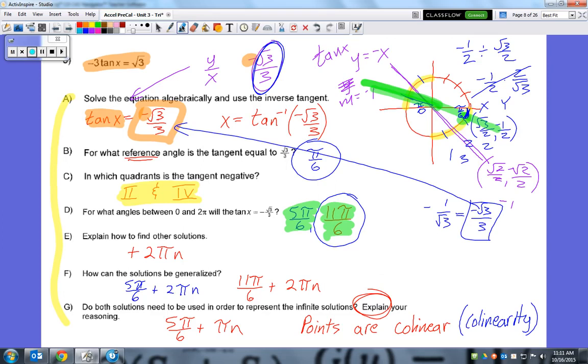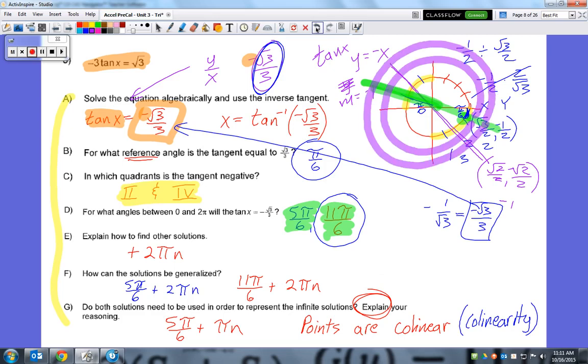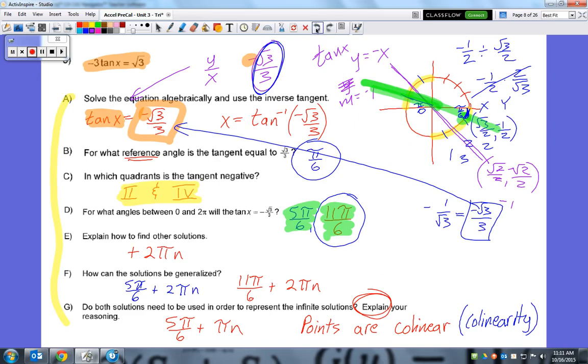And from each one, from 11 pi over 6, watch what I'm doing. I could say, well, subtract 2 pi. Subtract another 2 pi. And you see me going clockwise because it's a negative. Or I could say, add a 2 pi from there. Add another 2 pi from there, so on and so forth. This is that plus or minus 2 pi n. Okay? And I can do that from 11 pi over 6, but I can also do that from 5 pi over 6.